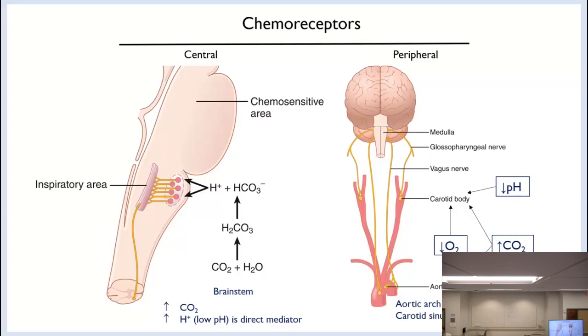We secrete more bicarbonate. The elevation of the CO2 will then dissociate into hydrogen ions, and that hydrogen is going to be buffered by the bicarbonate that we produce, so that CO2 elevation is not going to represent anything for the brainstem.